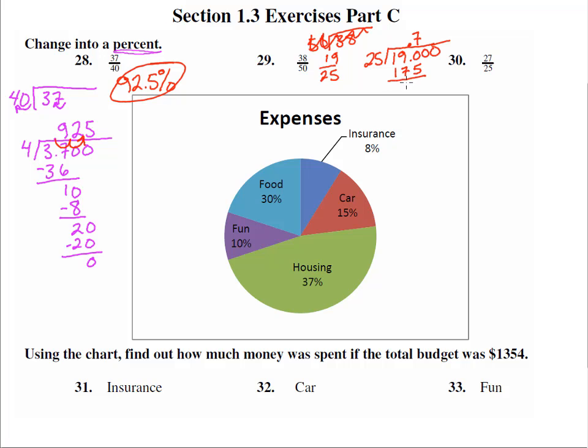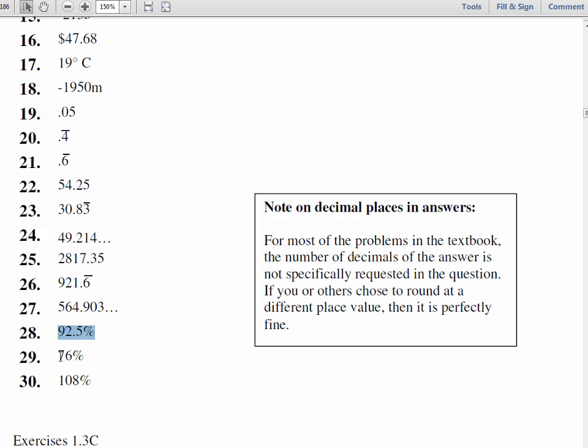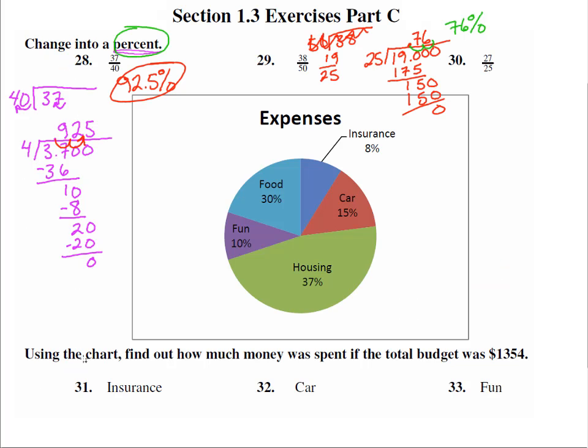175. Subtract those and we get 15. Bring down the 0. 25 goes into 150 6 times. 6 times 25 is 150. And it comes out nice, so we get 0.76. Let's make sure we move that decimal because we're going to a percent. Move it 2 times, so it becomes 76%. Right on the button. Let's check our answer. That is correct, 76%.